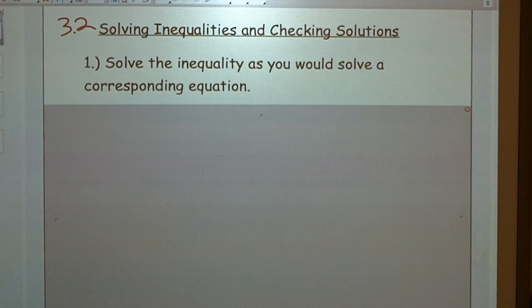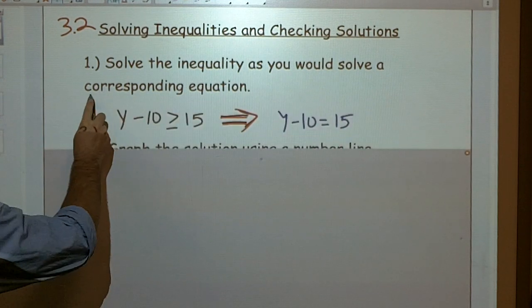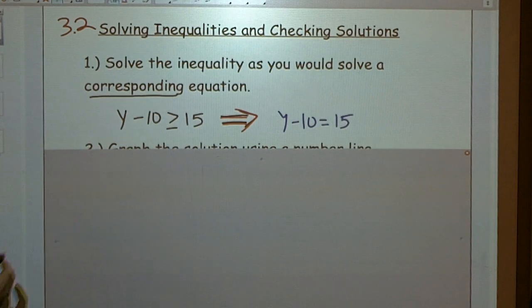Okay, our steps that we're going to go through. Number 1, solve the inequality as you would solve a corresponding equation. So you're going to treat it just like an equation, go through the same kind of steps as we would when we would solve a normal equation. When I say corresponding equation, basically all you do is imagine that the inequality symbol is an equal sign and you solve it kind of the same way.